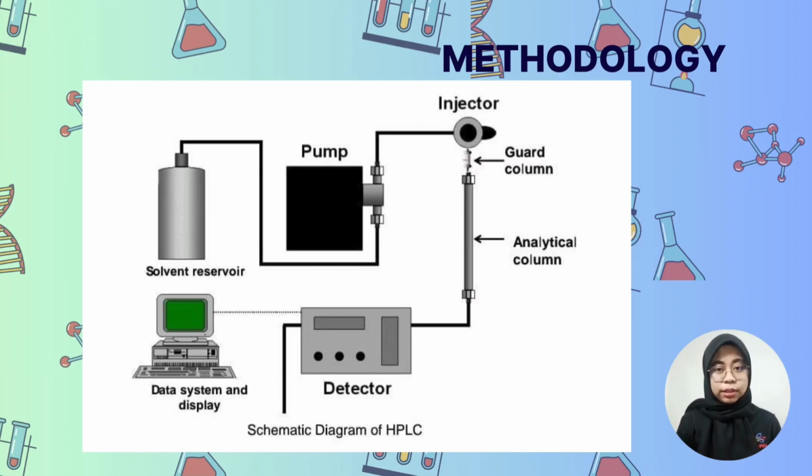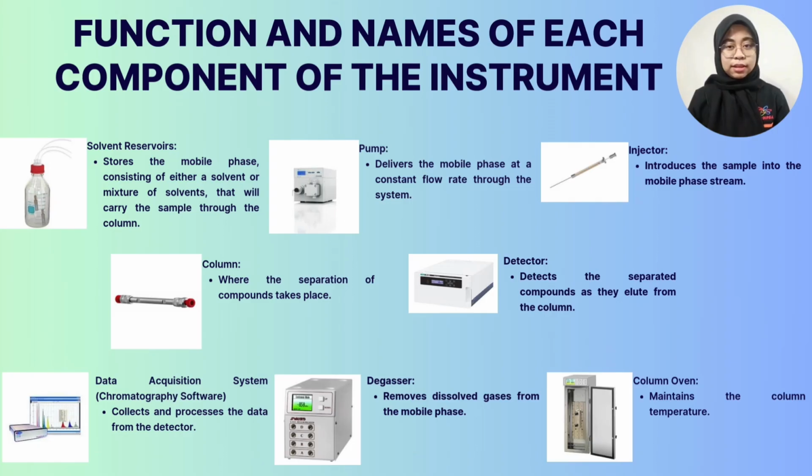Okay, let's move to the methodology. This slide shows the schematic diagram of an HPLC system. The main components include the solvent reservoir, the pump, the injector, the guard column, the analytical column, the detector, and the data system and display. After that, I will explain more details about the function and name of each component of the HPLC instrument.